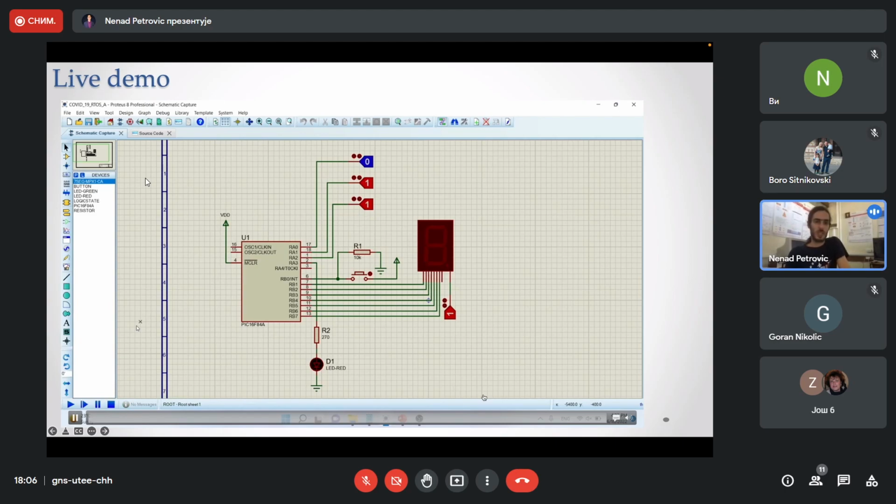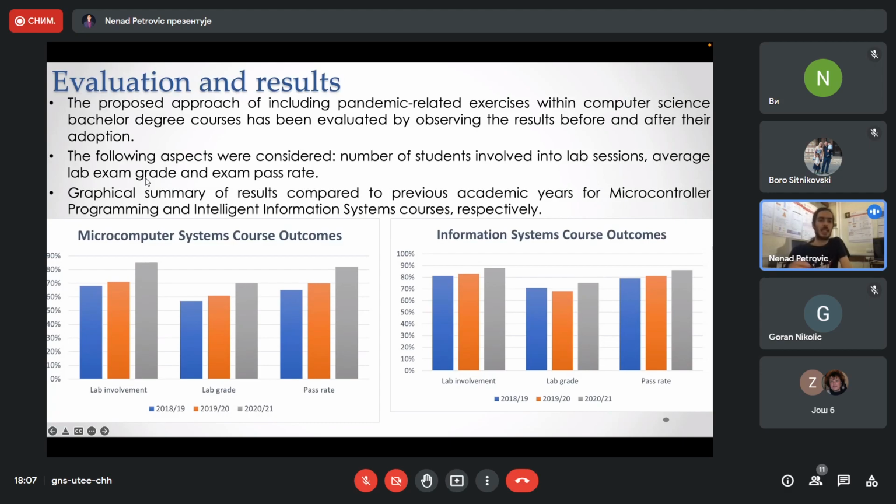And finally, these are the evaluations regarding the outcomes of both courses. For both courses, we had an increase of involvement when we integrated these exercises within lab exams and practical projects that students have to implement as part of pre-exam obligations. They showed that adoption of such exercises was effective in both courses, but a bit more effective in the microcontroller programming course, as it also involved additional exercises like bonus points that can be exchanged for the written exam. And students were really motivated to do such exercises.